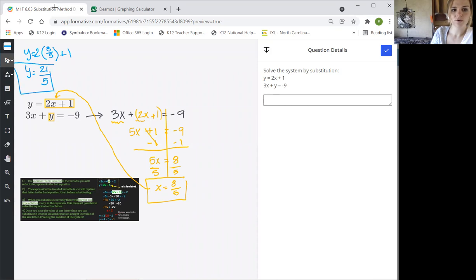Then we need to put them in the correct ordered pair. So that would be (8/5, 21/5). You could also write them in decimal form if you would like.